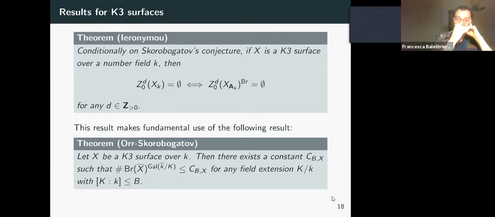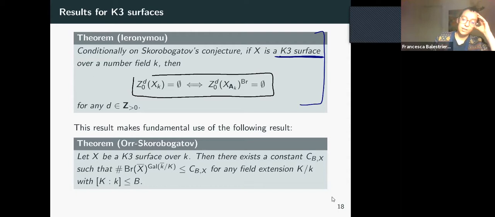Results for K3 surfaces. As I mentioned, Hieronymou proved this nice result, so I just thought I'd spell it out for you. The nice result is that, conditionally on Skorobogatov's conjecture, if X is a K3 surface, and he proved it for any K3 surface, then this Hasse principle with Brauer-Manin obstruction holds. And the nice thing is that he could prove it for any d, not just for d equals one, but for any d. So this is kind of nice.